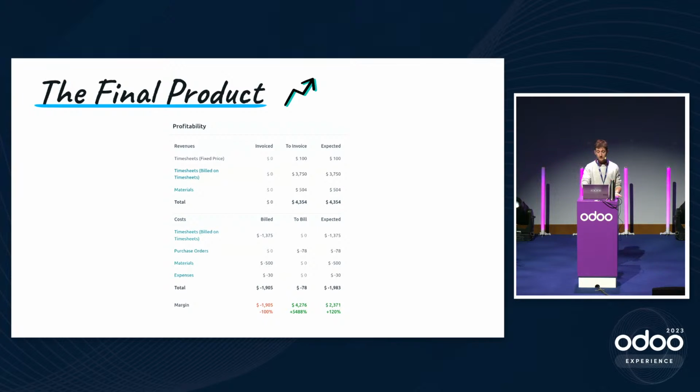Now, what's the final product? The final product is this. It's a rundown of all your costs and all your revenues for a project. As you can see, it has revenues and costs that are related to timesheets, materials sold and materials used in manufacturing orders, purchases, and expenses. It's a very helpful rundown for the project managers to look at the financial side of their project.